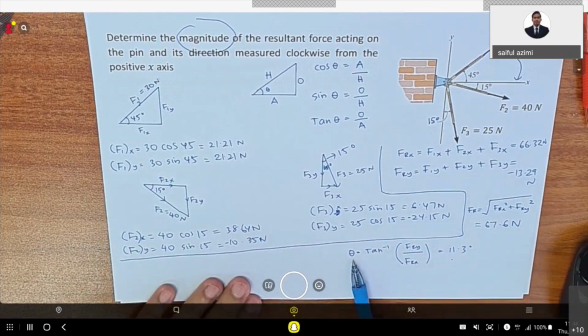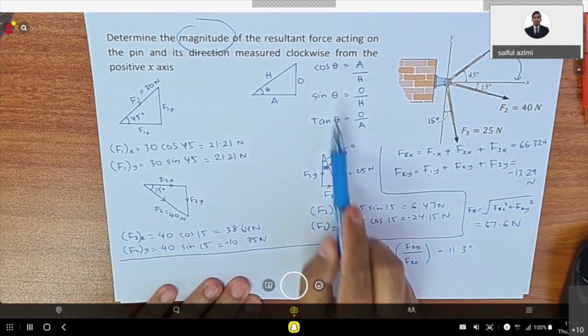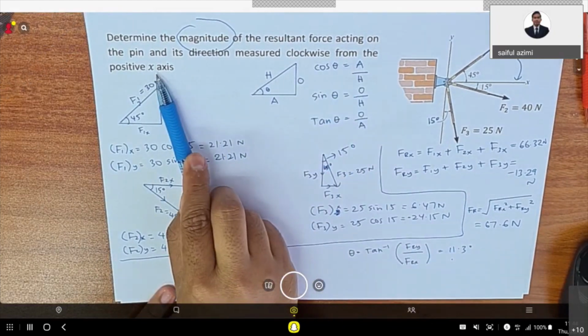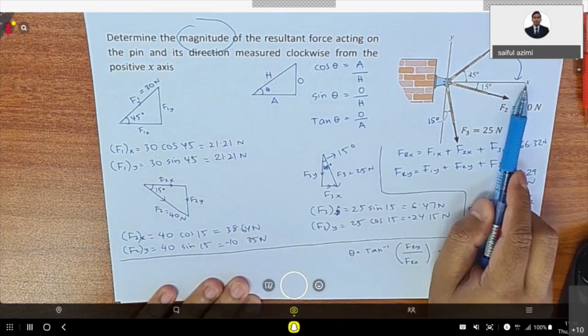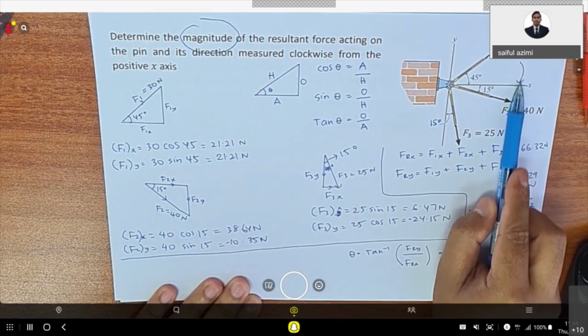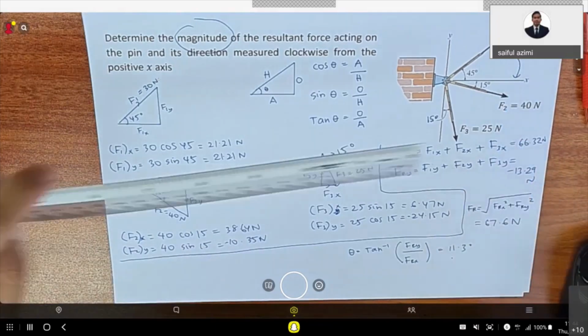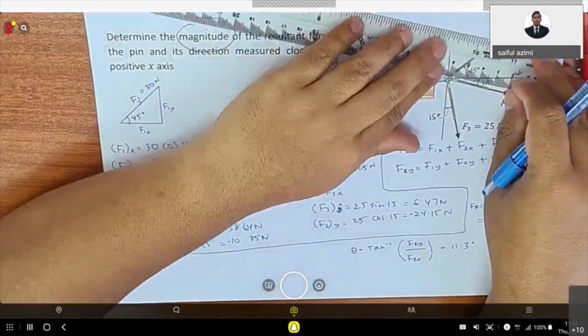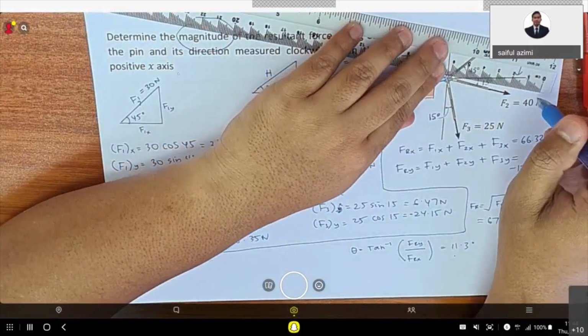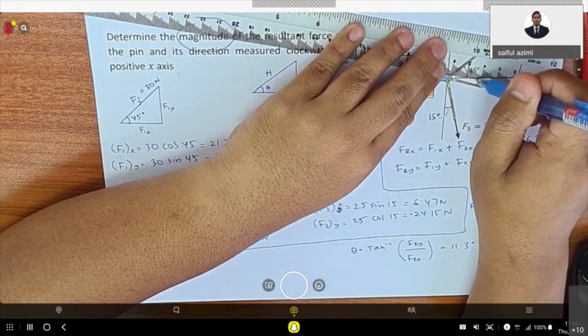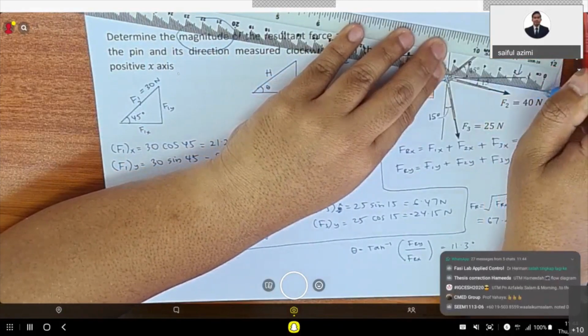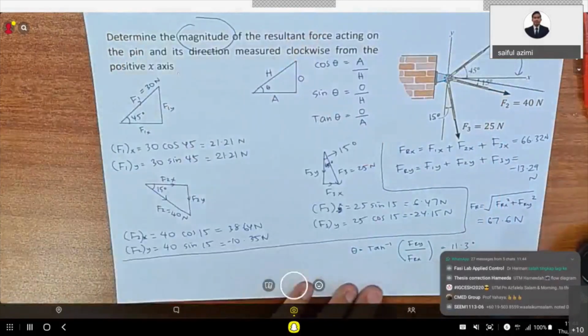So this angle is located clockwise from the positive x-axis. Okay, so this is the x-axis, and this is clockwise. This is the direction, right? So you should draw somewhere here, and it should be longer because of the magnitude.